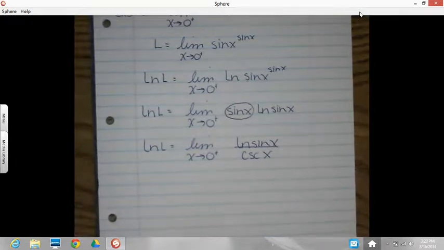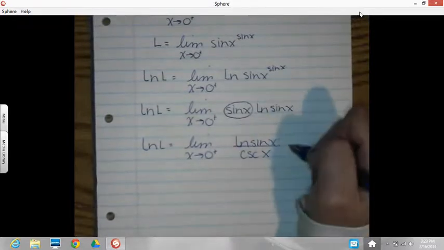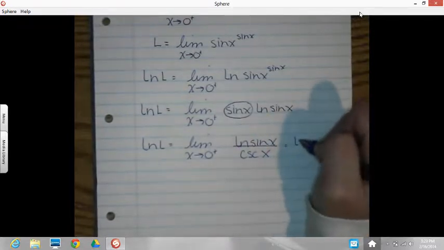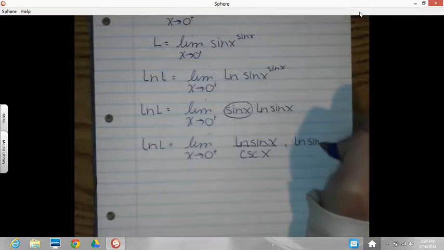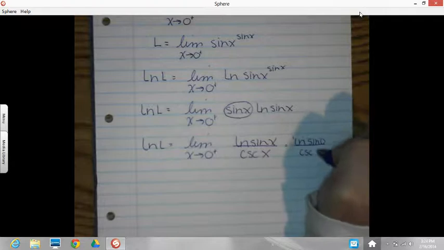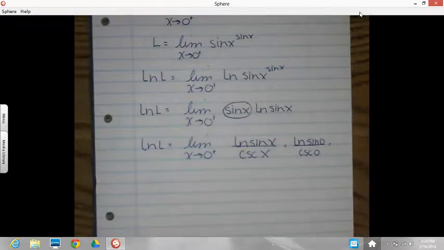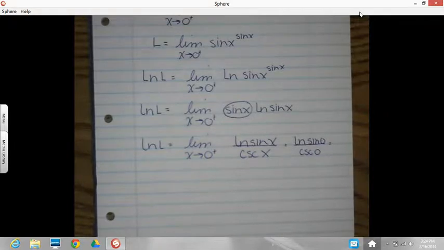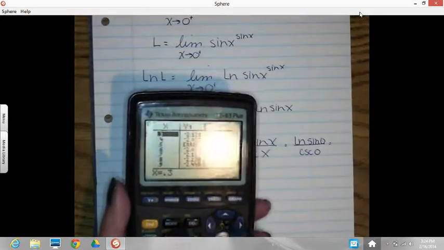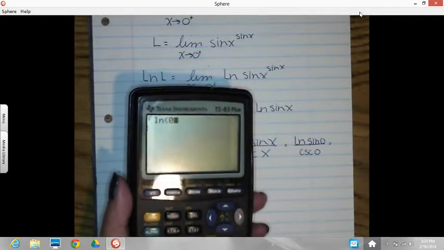Okay. Plugging in the 0, the natural log of sine 0 over cosecant 0. Sine of 0 is 0. Natural log of 0 is, I believe, infinity. Let's see. Yeah, because I think you'll get an error. Let me clear that. Natural log of 0, I'll show you real quick. Yeah, you get an error.